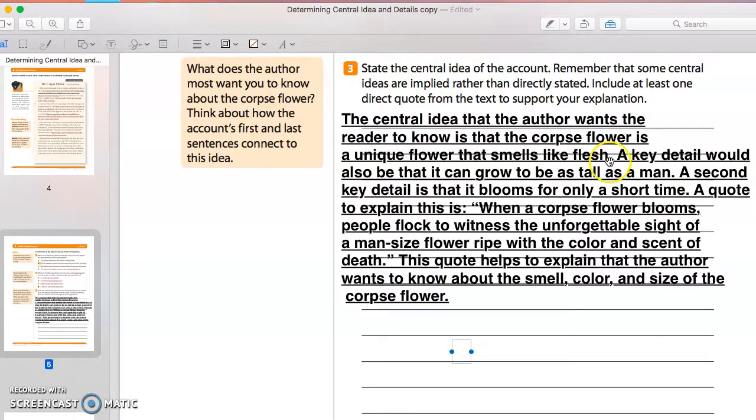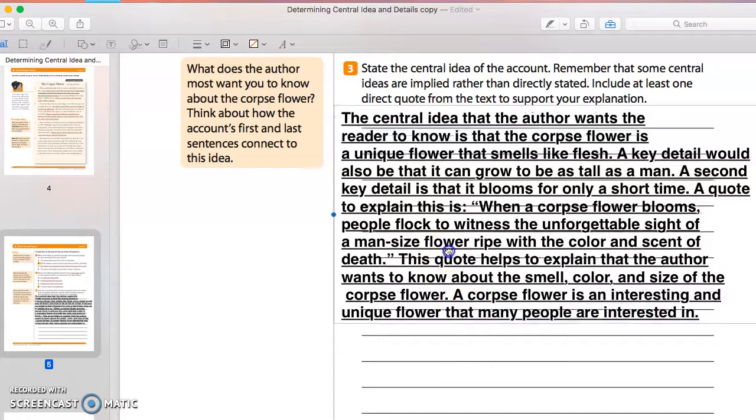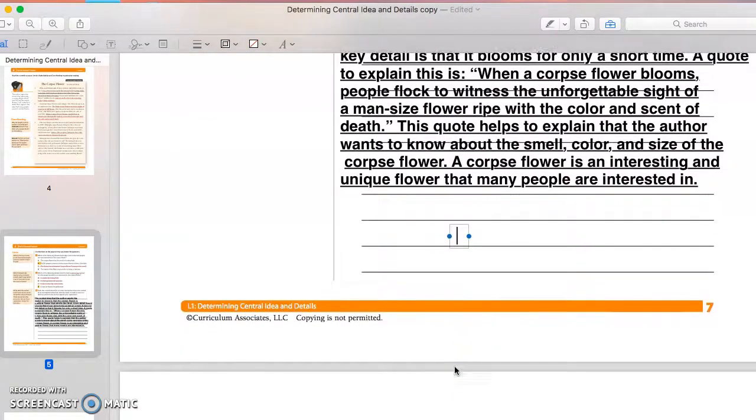So 1, 2, 3, 4, 5. Wait, hold on. Let's make sure we got 1, 2, 3, 4, 5. Okay, so we need one more sentence. The corpse flower is an interesting and unique flower. Now we have our 6 sentences. That is a good short response that any teacher would give you an A on.